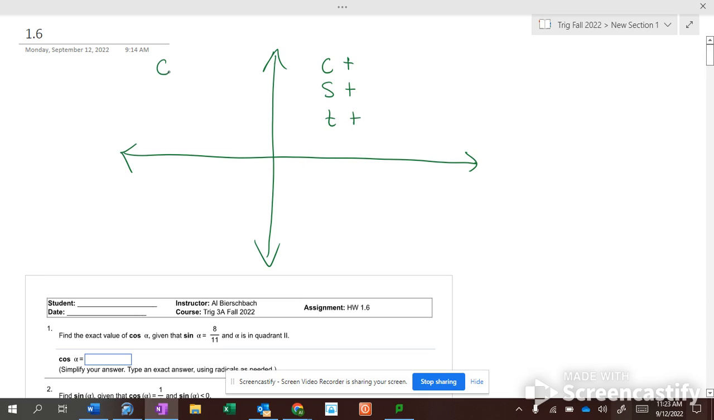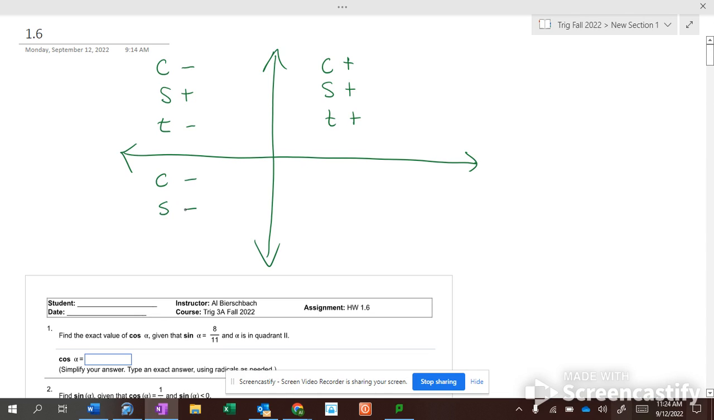Quadrant 2. The cosine. Positive or negative? Negative. If you look at your unit circle, the x value in quadrant 2 is negative. X value goes with cosine. The sine in quadrant 2, positive. The tangent in quadrant 2, negative, because y divided by x is positive divided by a negative, which is a negative.